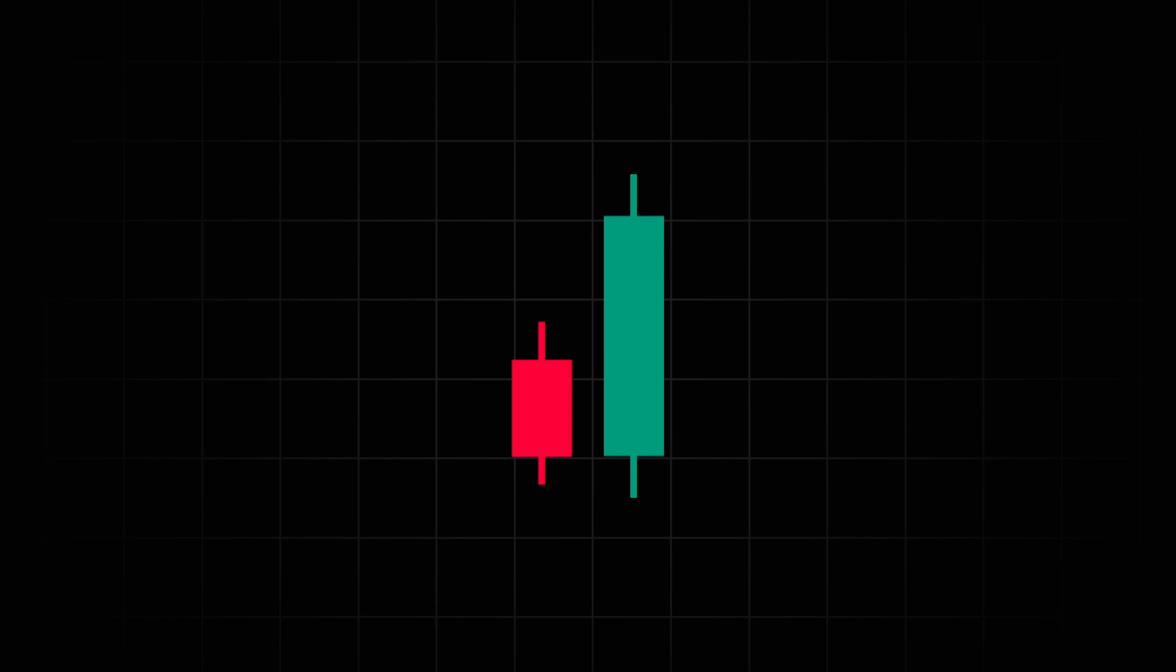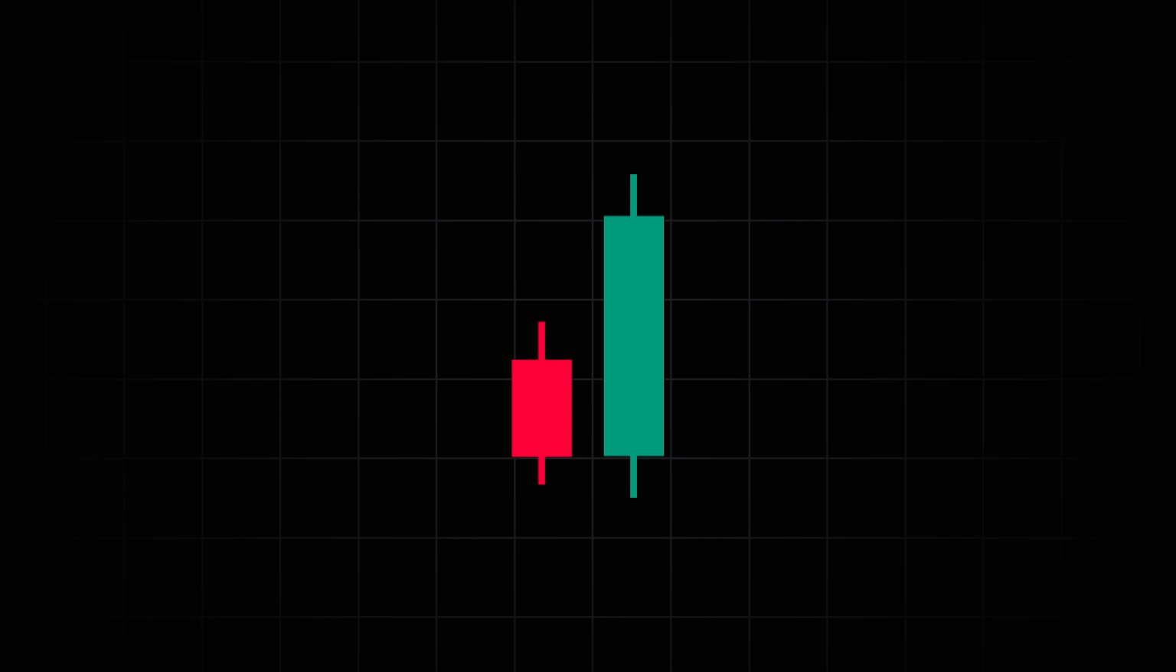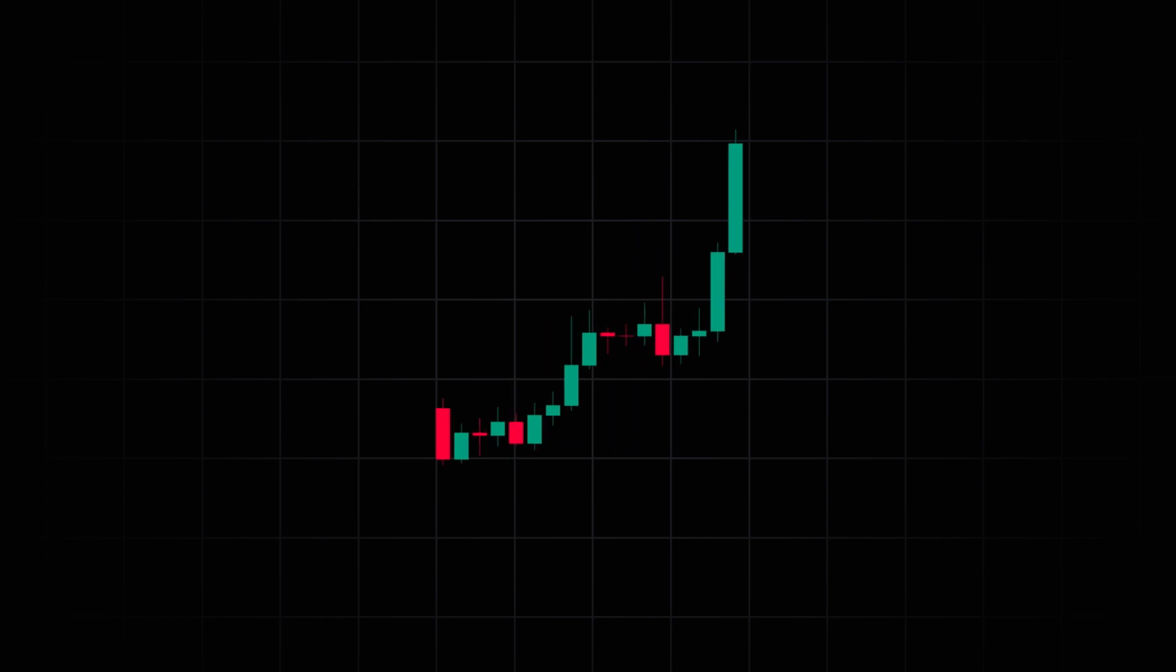The psychology behind this pattern is pretty simple. The sellers were in control during this red candle. Then, as the new candle opened, the sellers took the price lower, it broke the previous low, and suddenly the buyers stepped in. They overwhelmed the sellers and brought the price beyond the last candle's high. It shows that the buyers covered a more significant distance than the sellers. This means the buyers were now in control and ready to take the price higher.